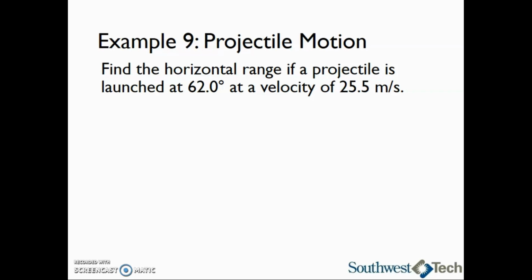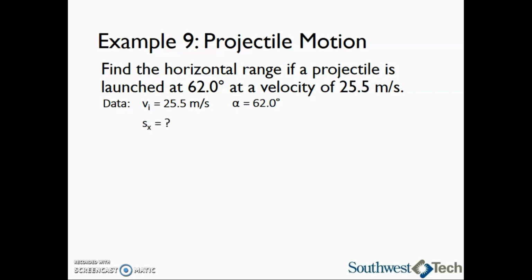First, we will record the information we are given. We know the initial velocity is 25.5 meters per second. We will have to break this into its x and y components. We also know the angle the projectile is launched at is 62 degrees. We need to find the horizontal distance s sub x.